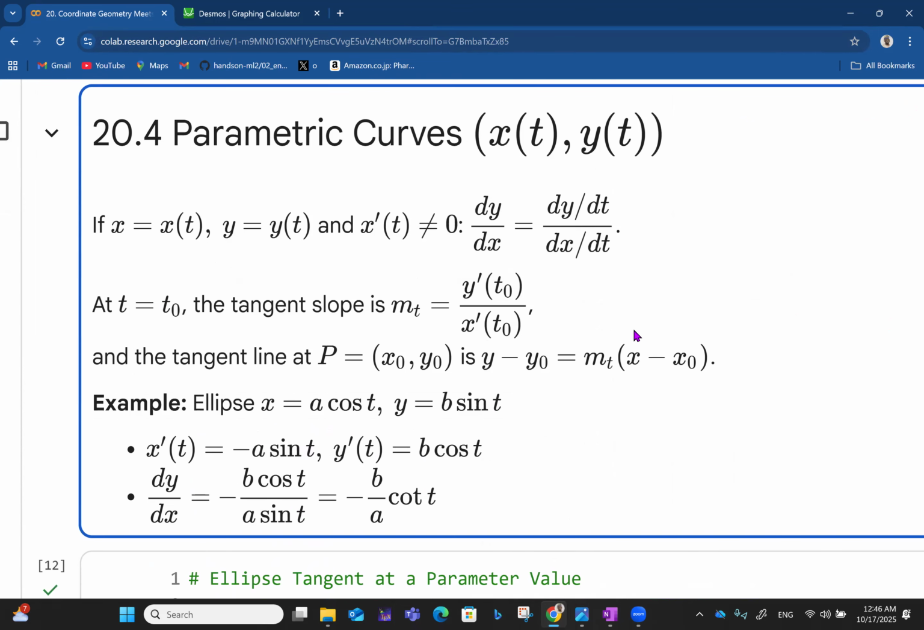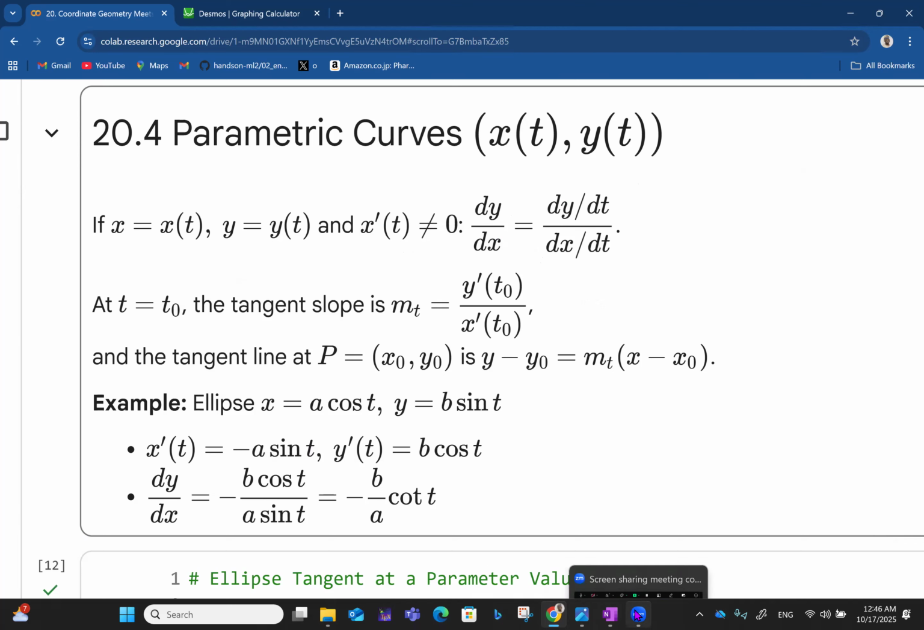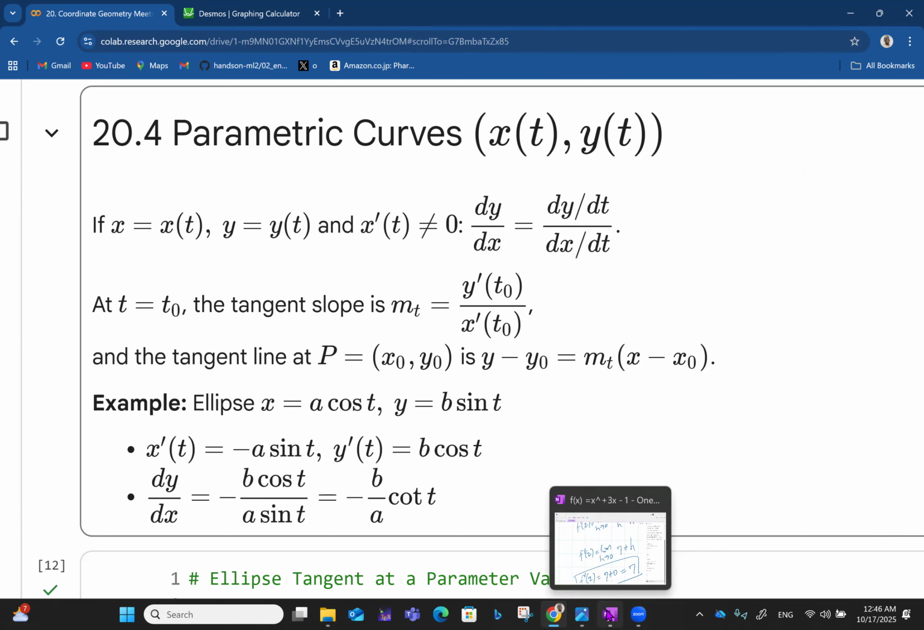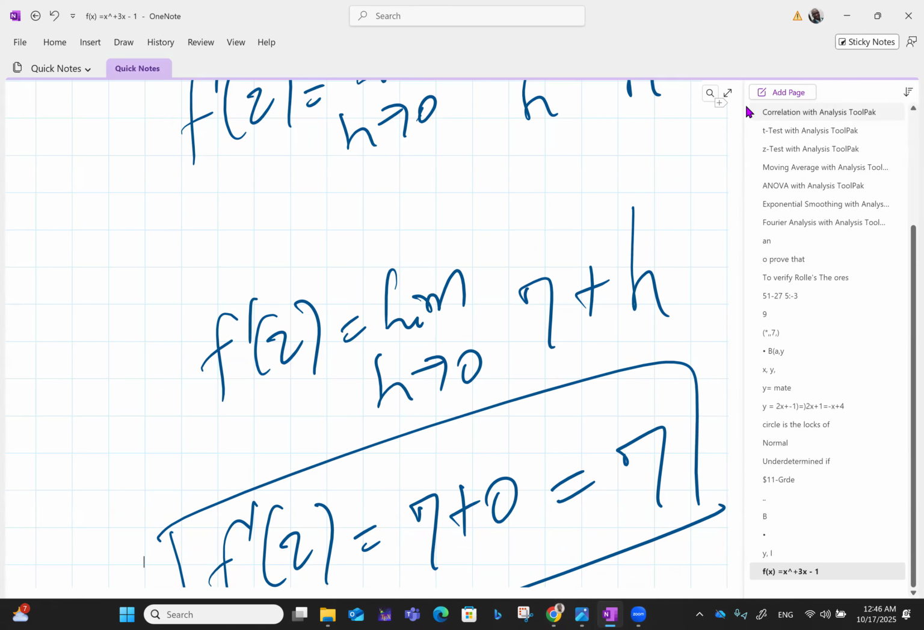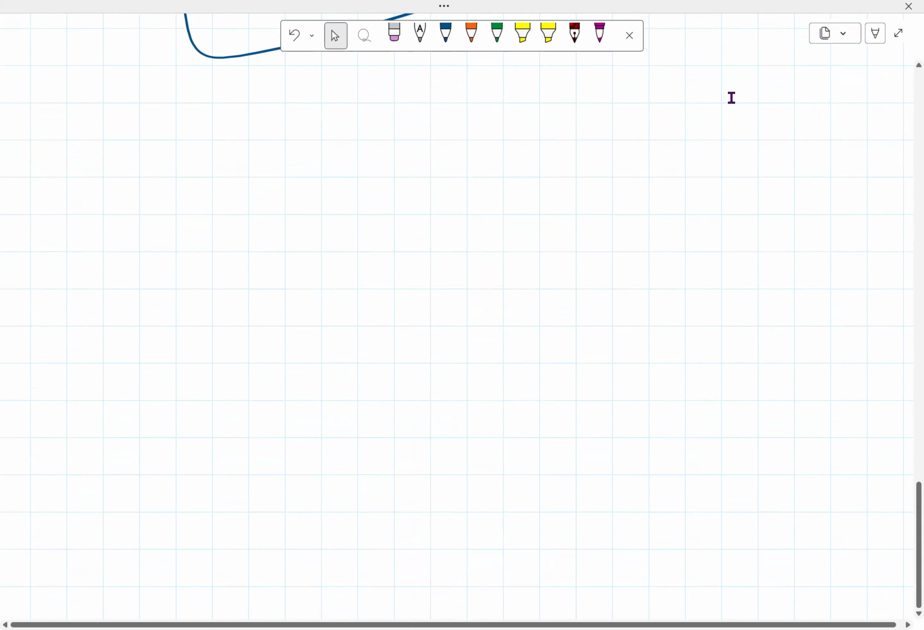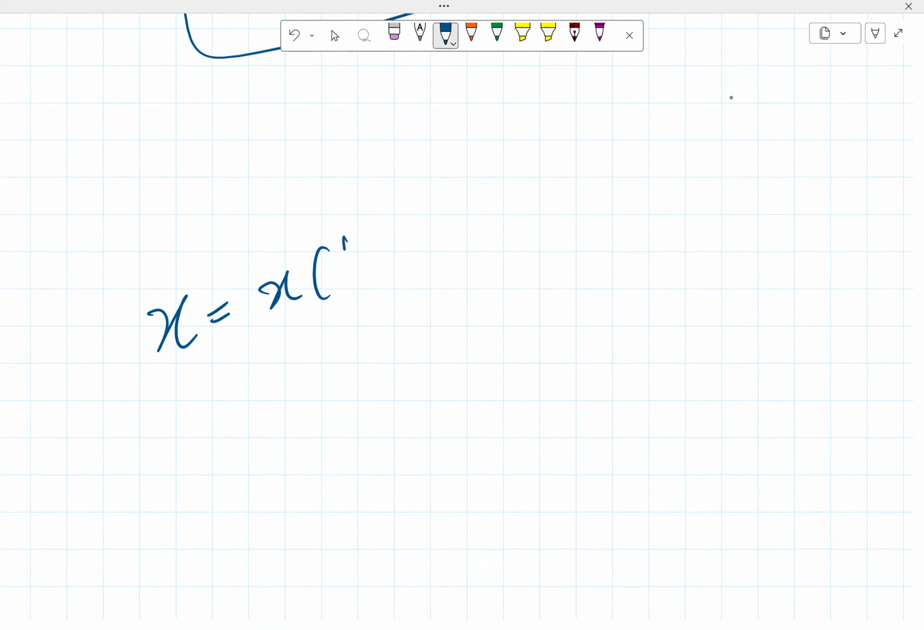So if x is equal to x of t and y is equal to y of t, and x prime of t is not equal to 0, because that's what we have down here, it means that dy dx is equal to dy dt over dx dt. That's how this goes, right? You have for parametric curves, x equals x of t, y equals y of t.